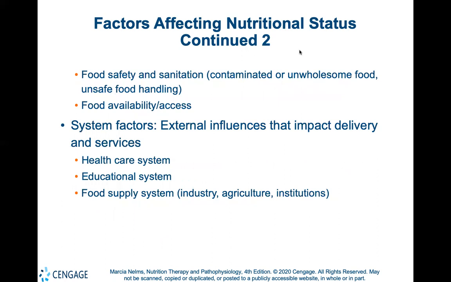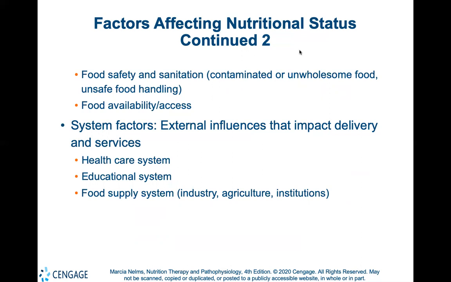System factors such as the health system, educational system, and food supply system impact the delivery of food, nutrition, and health services. A family whose income is near or at poverty level or lives in an area with limited food resources will likely purchase fewer fresh foods.